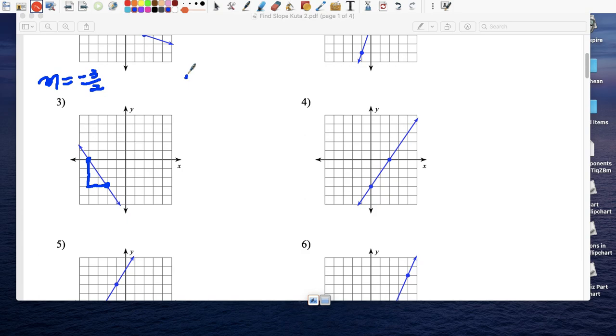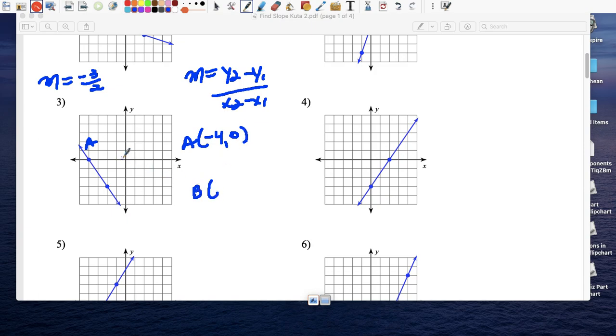I'll do this again using y2 minus y1 just to make sure. Let's get to 2 points. So we have 1 point, point A. Point A is 1, 2, 3, 4 to the right, so -4 and 0. Point B is 1, 2, -2 to the left, and 1, 2, 3 down, negative 3 down.